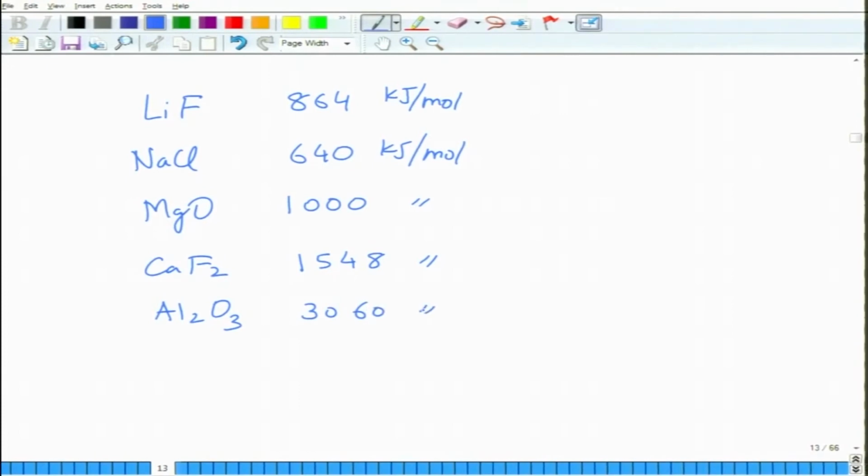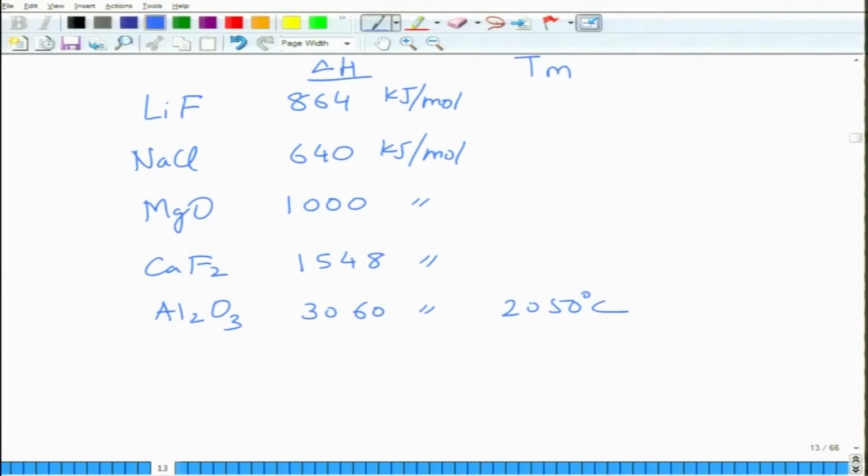These values can be found in any standard text, for example Raghavan's Materials Science. Now, which of these do you expect to have the highest melting point, and which of these do you expect to have the lowest melting point? As you have suggested, Al2O3 will have the highest melting point. Its melting point is 2050 degrees centigrade. So let us say this is Tm and this is delta H, basically the enthalpy of atomization, which is nothing but related to bond energy.